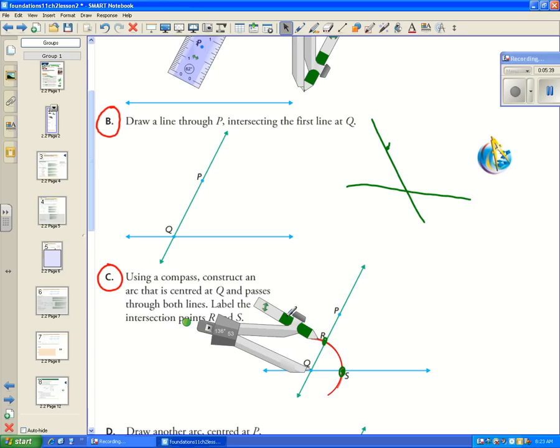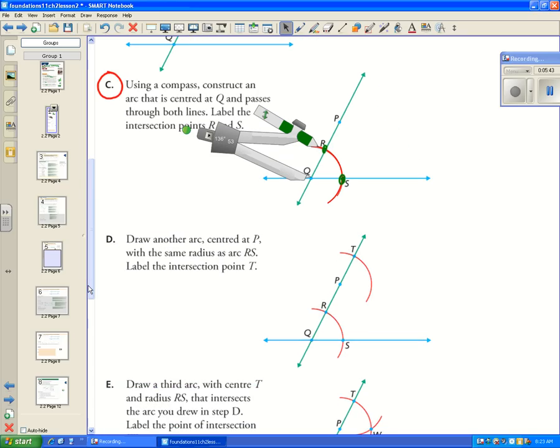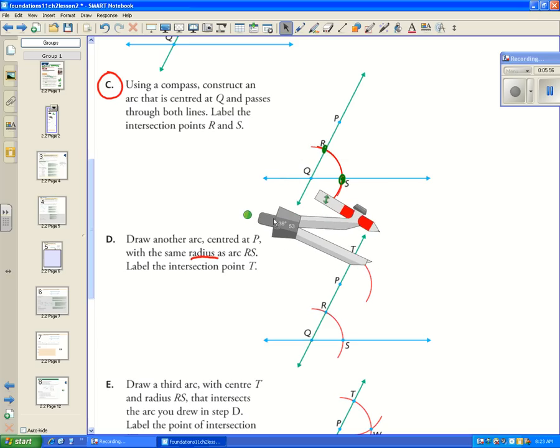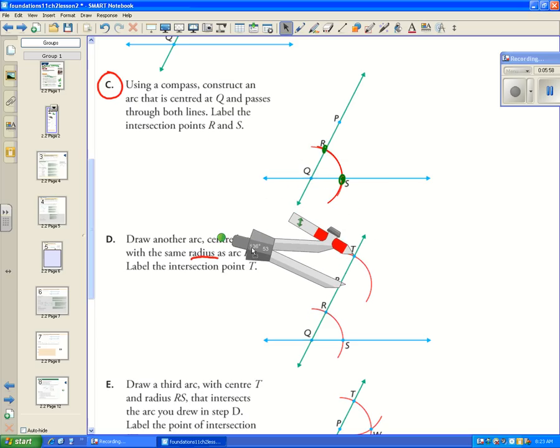We're going to keep this same opening on our compass. I want you to draw another arc on point P with the same radius. So that means we haven't changed how wide our compass is. We're going to put it at point P. I didn't mention this, but you wanted your lines to be long, like this transversal we drew right here. It's always good to make the lines a little long so that these arcs have spaces to go.